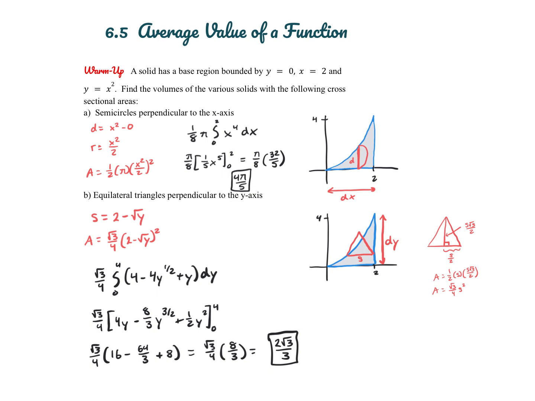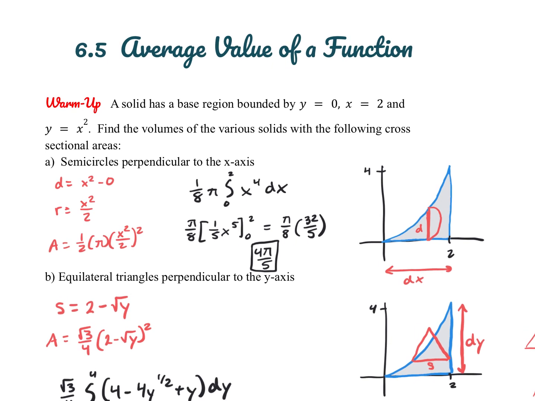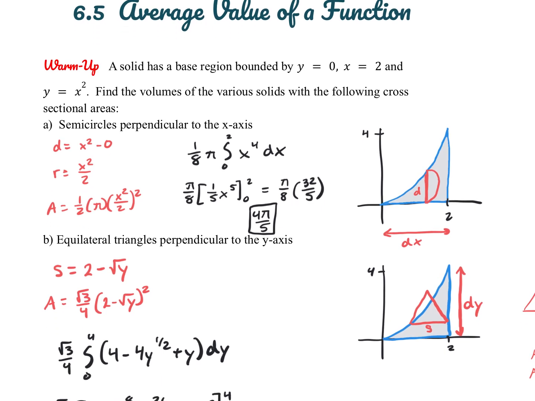All right, go ahead and check your work here. So we have two different volumes created by cross-sections. So here's the base of our volume. This cross-section is a semicircle perpendicular to the x-axis. So here's the base of my semicircle, and I can see that I'm integrating side to side, so with respect to x. So the diameter of that semicircle is x squared minus 0. So the radius is half of that, and I know that the area of a semicircle is 1/2 pi r squared. So then I'm going to take that and integrate it from 0 to 2. I always pull my constants out, and you should end up with 4 pi over 5.